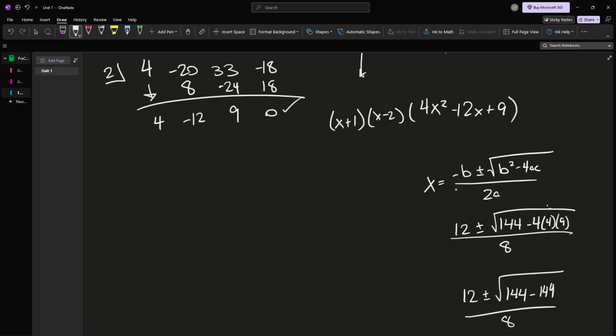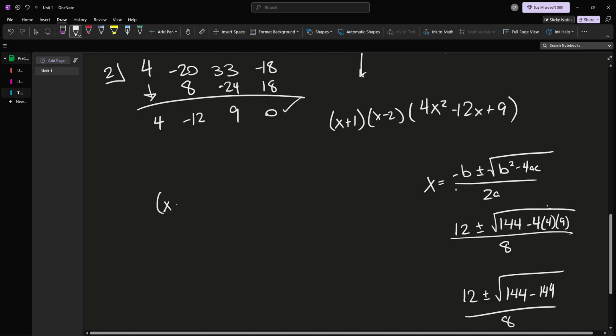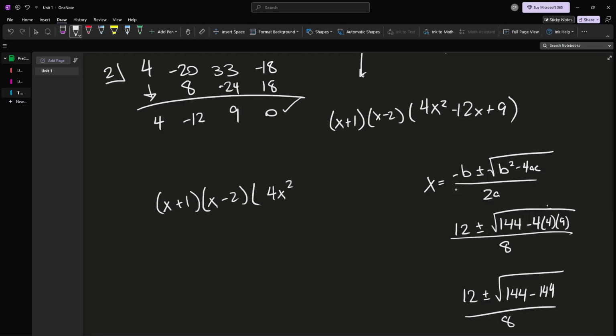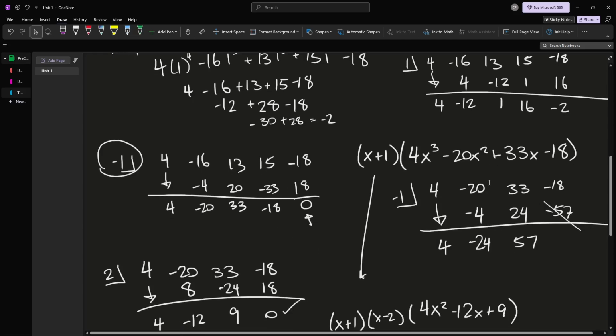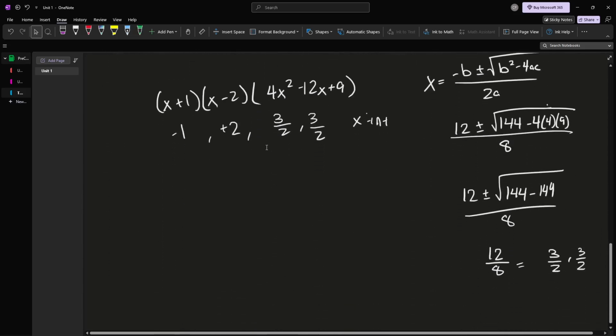So bring this all down. I have x plus 1, x minus 2, 4x squared minus 12x plus 9. So my zeros are negative 1, positive 2, 3 halves, and 3 halves. 3 halves twice. Those are my x-intercepts. That is step 1. It's a big step, a lot to do. This one we divided twice, but we haven't had to divide twice since that one long homework that I gave out, just to practice and stay organized with our work.